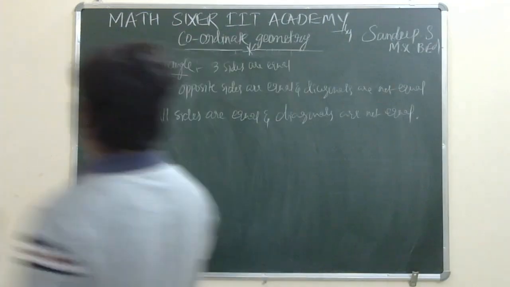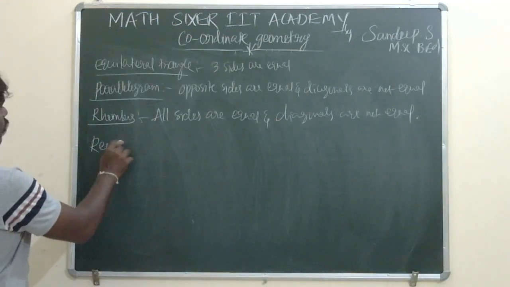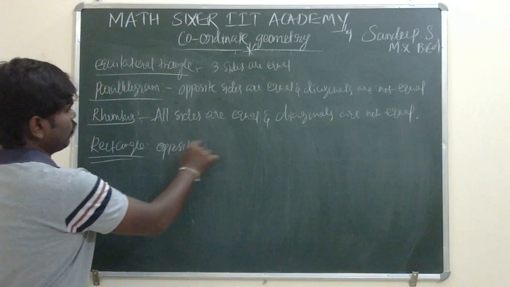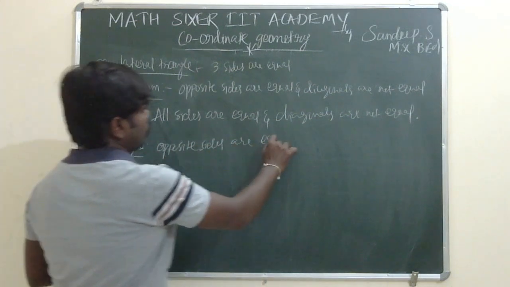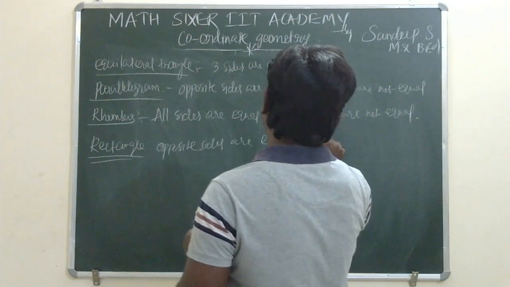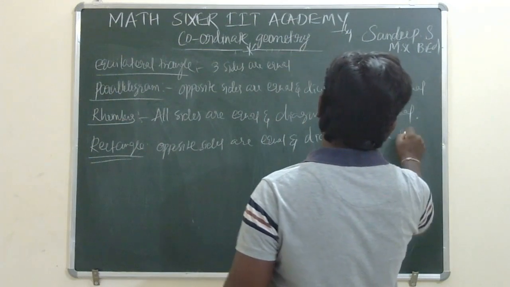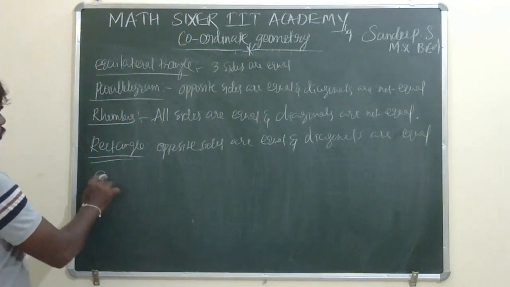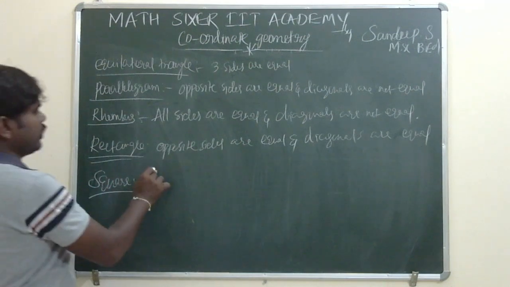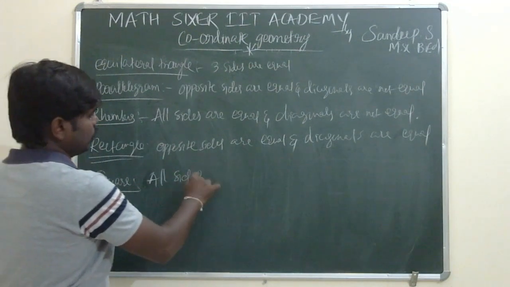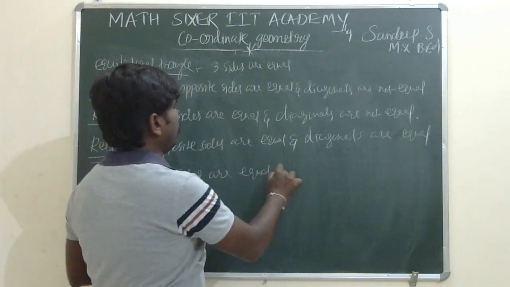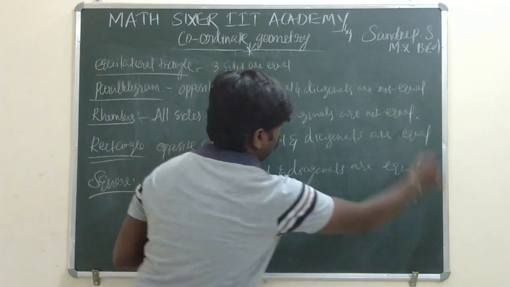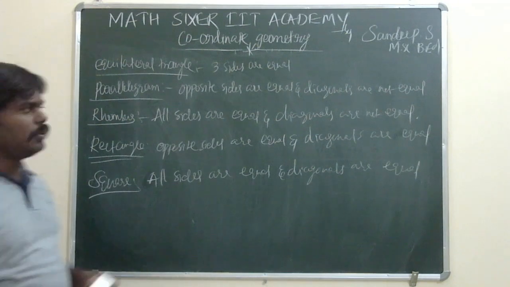And suppose we want to prove it is a rectangle, we have to prove opposite sides are equal and additionally we have to prove the diagonals are also equal. And suppose you want to prove a square, here all sides are equal and the diagonals are equal. Okay, so these are some important points to be remembered.